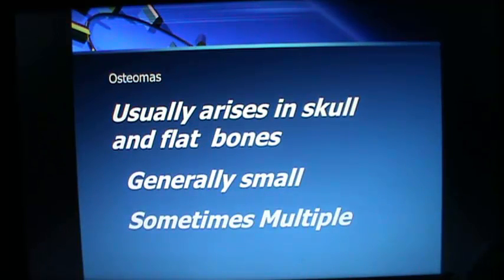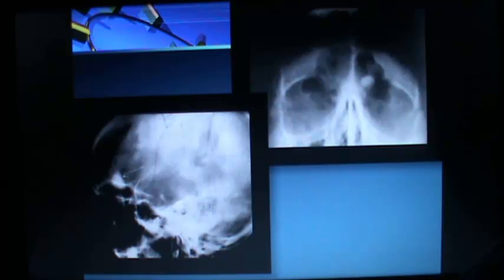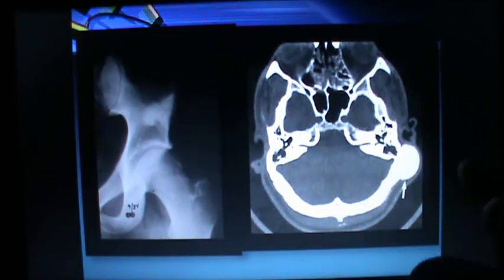Now going to osteomas. Osteomas usually arise in the skull or flat bones, generally small, sometimes multiple. It can occur in the nasal sinuses. Here it's occurring in the frontal sinus. And here it is outside, so it can result in a bony mass into the cranium from the inner table, or outside the cranium from the outer table.